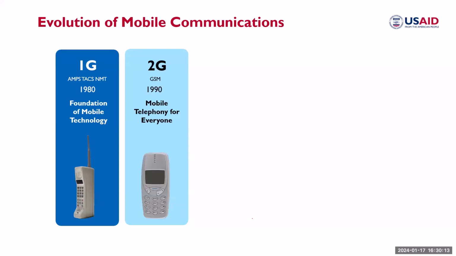But the second generation mobile communication, introduced in the 1990s, enabled basic voice and text messaging services. And it's digital signaling. So 1G, analog, going digital, and we call it 2G. So it allowed for more efficient use of radio spectrum than the previous analog systems.